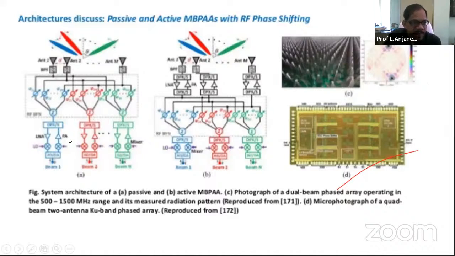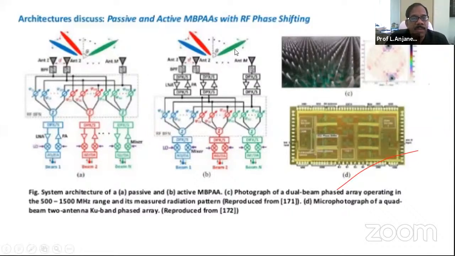I will not go into details again, but as you see here, there are active circuits with a low noise amplifier and power amplifier and mixers with a local oscillator included here. Then we have RF transceivers, then phase shifters here, and the balanced thing here, and then antennas. Several antennas are there in an array. This is the architecture of passive and active multi-beam patch arrays.